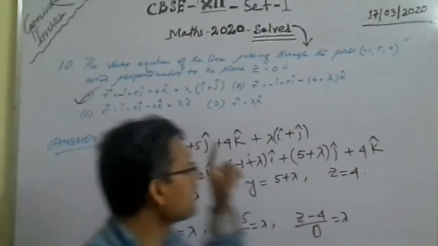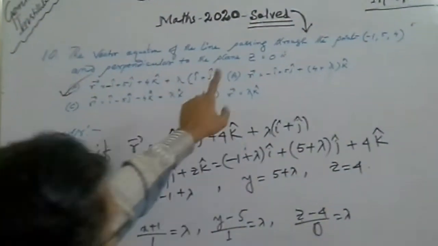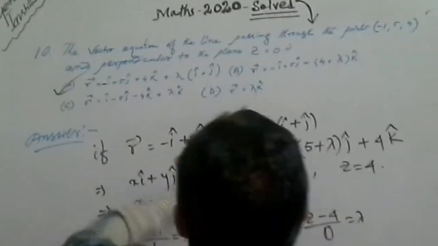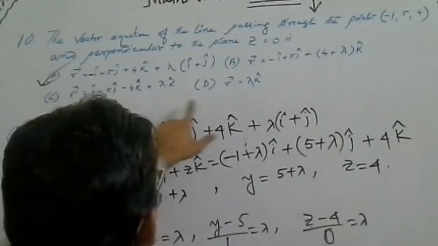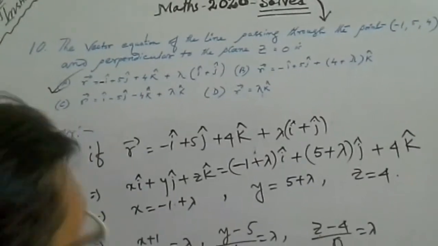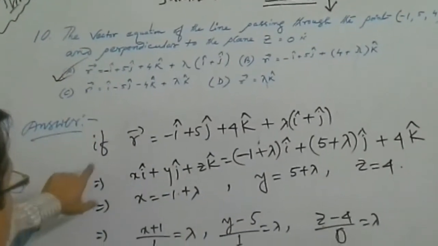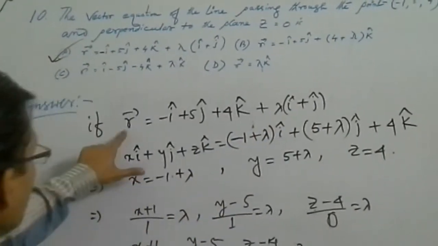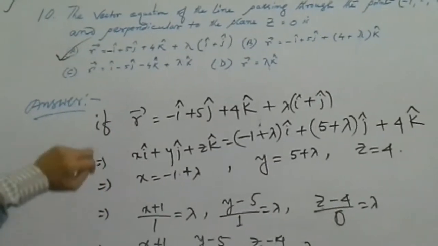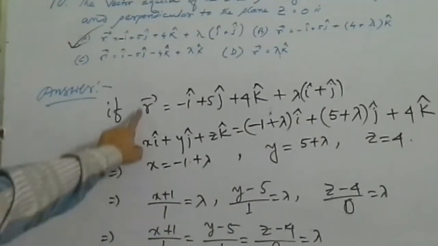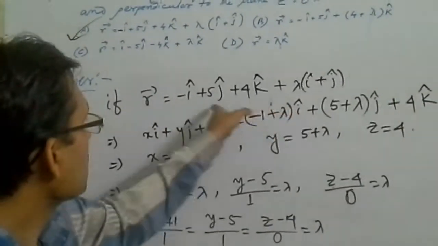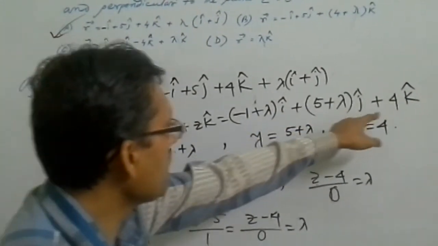Question number 10. The vector equation of the line passing through the given point and perpendicular to the plane z equals 0 is: option A, option B, option C and option D. Clearly option A is correct. Reason: if we consider A, this expression, now r is a vector. From the vector equation we convert this expression into a Cartesian equation. So putting r equals x i, y j and z k, and combining this expression for i, this for j and this for k.